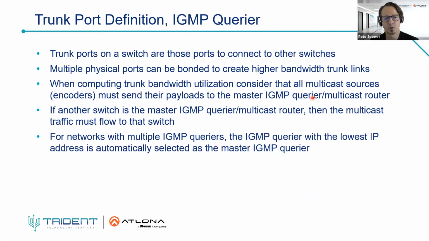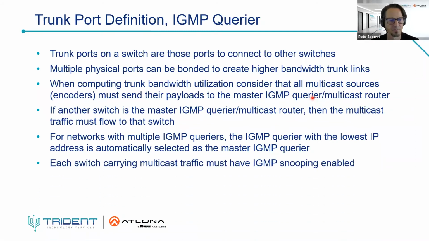You can have more than one IGB carrier, but it's always going to be the IGB carrier with the lowest IP address that is automatically selected. This is important to know in the design, but this is also an easy mechanism for redundancy. So if you have your designed IGB carrier and this one fails, then automatically the one with the next higher IP address will be selected as the active IGB carrier.